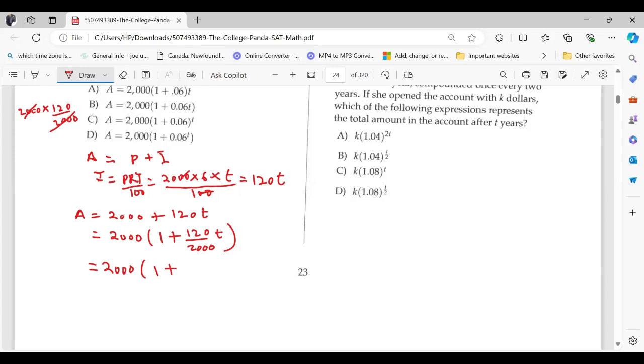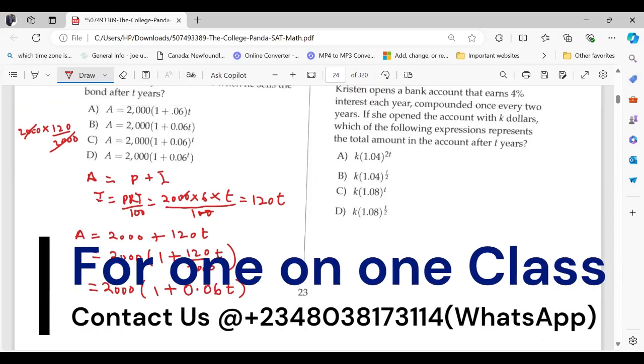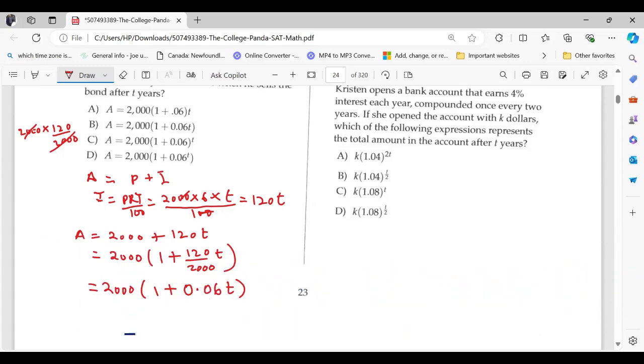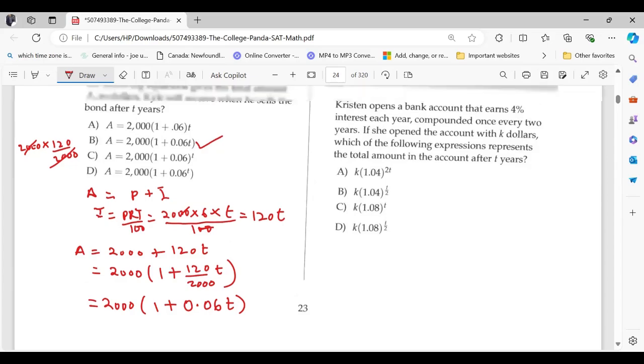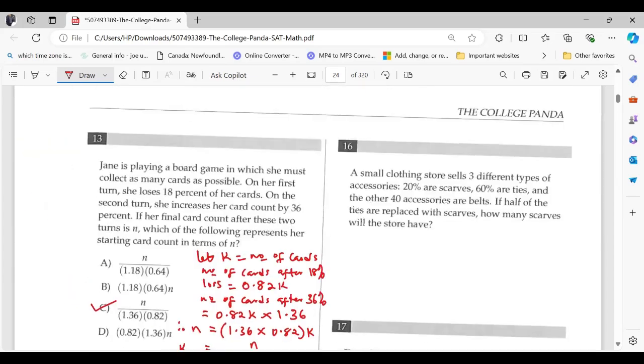This is 0.06T. So which option is that? Now look at it. It's actually option B, 2000 into 1 plus 0.06T. So the correct option is option B. So we mark that and we proceed to the next question. Question number 16.